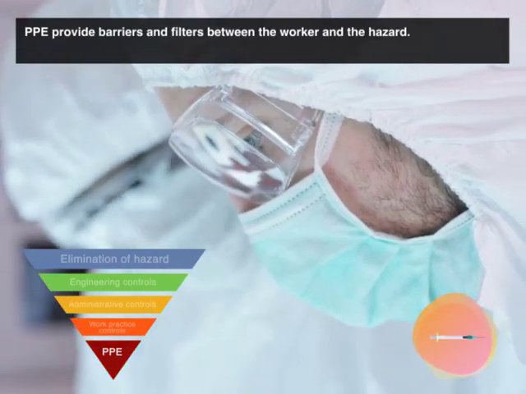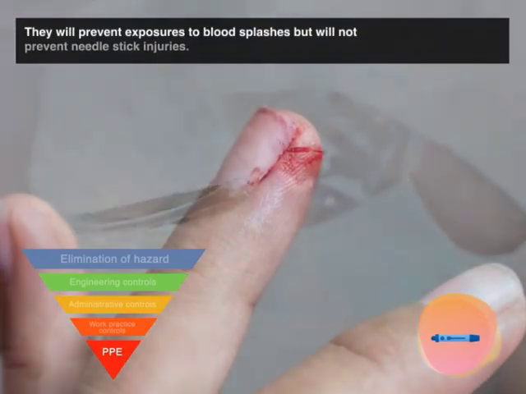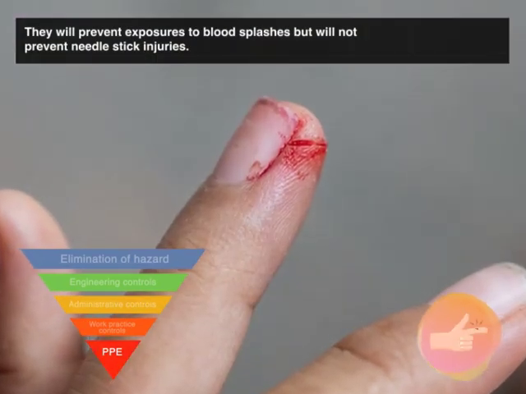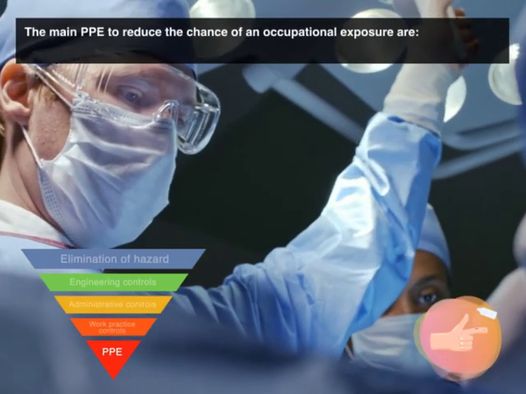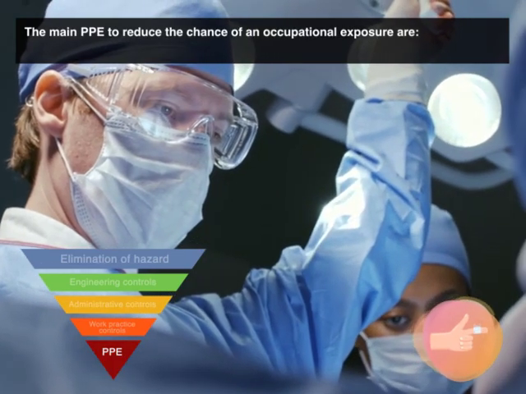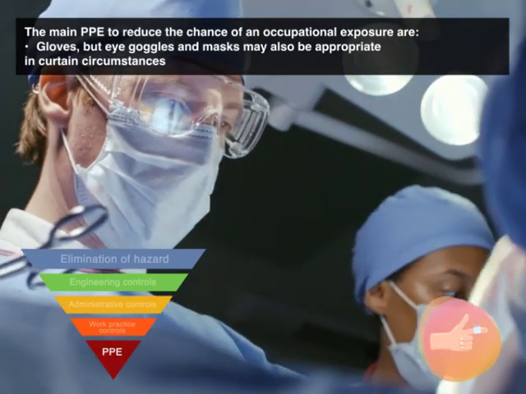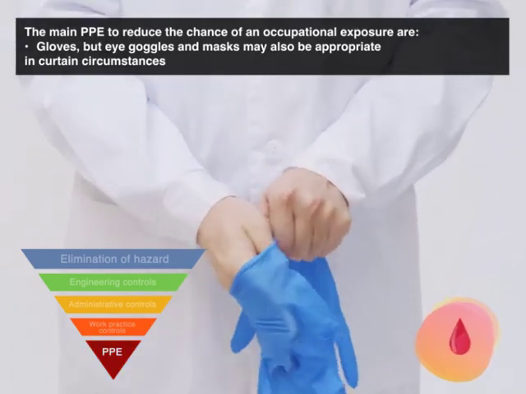PPE provide barriers and filters between the worker and the hazard. They will prevent exposures to blood splashes, but will not prevent needlestick injuries. The main PPE to reduce the chance of an occupational exposure are gloves, but eye goggles and masks may also be appropriate in certain circumstances.